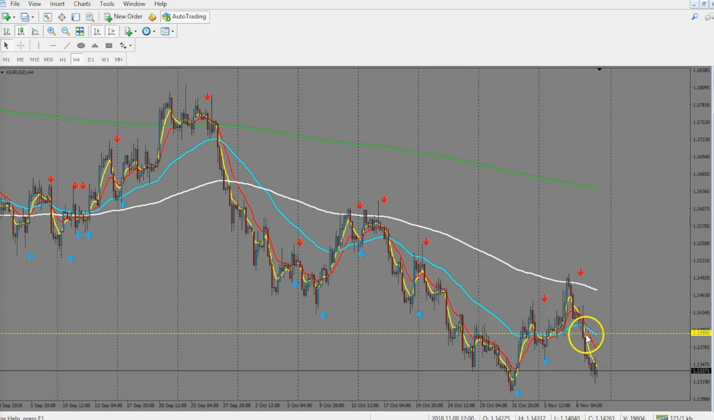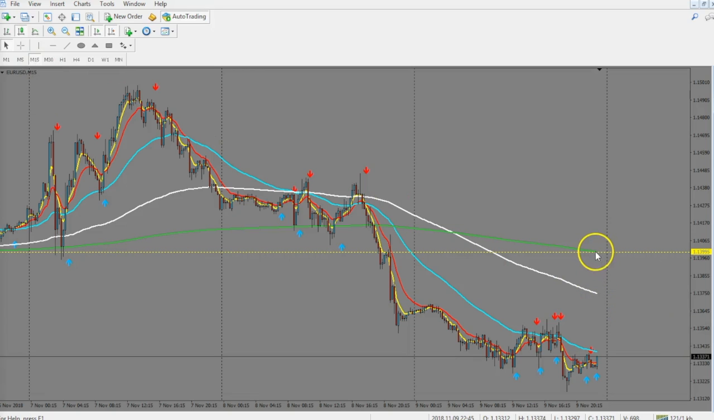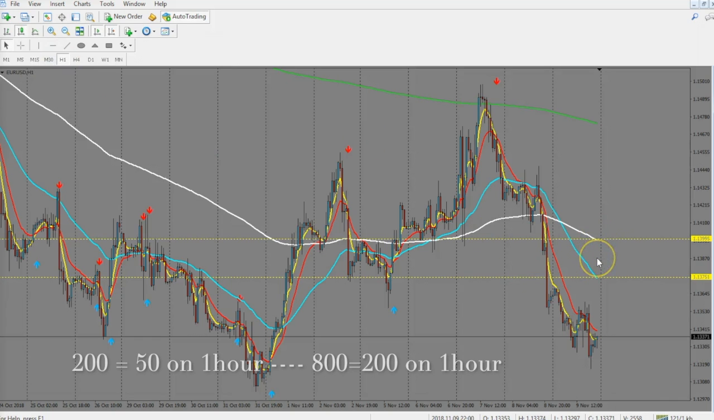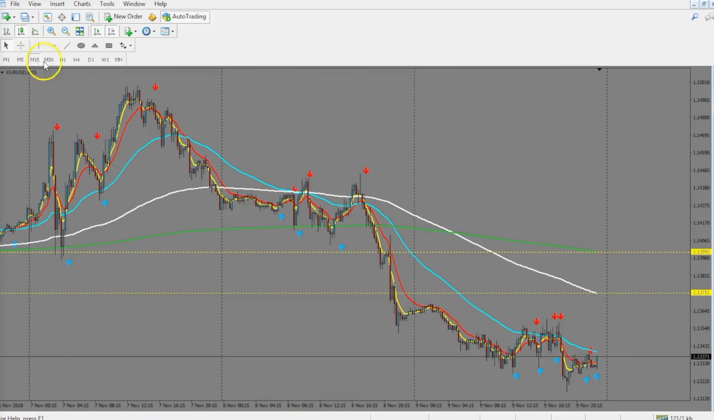Okay, so let's go back to the 15-minute, and then let's look at this. So we said that this was the 50 on the hour chart, the white one, right? So if this is the 50 on the hour chart, that makes this the 200 on the hour chart. Let's check it out. Boom. You see how easy that is? So that means on the 15-minute chart, you can see the direction of the 50 and the 200 line on the hour chart, which is pretty incredible. Okay, so that's why we use these moving averages. All right, so that's how those work.